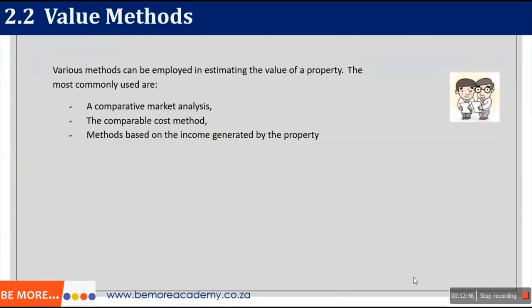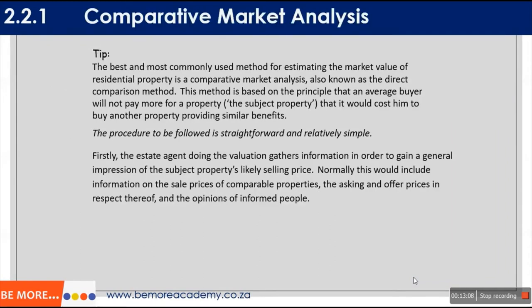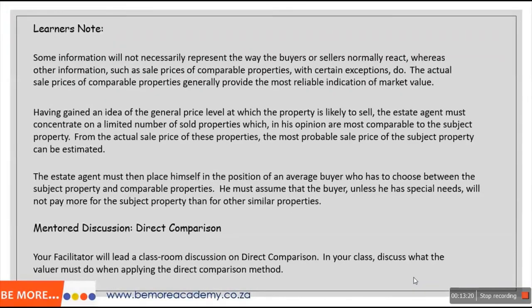Value methods. Various methods can be employed in estimating the value of the property: comparative sales analysis, the comparable cost method, and methods based on the income generated by the property. Comparative market analysis: the best and most commonly used method for estimating the market value of a residential property is a comparative market analysis, also known as the direct comparison method. So we will cover this as well, and this is the learner's note.